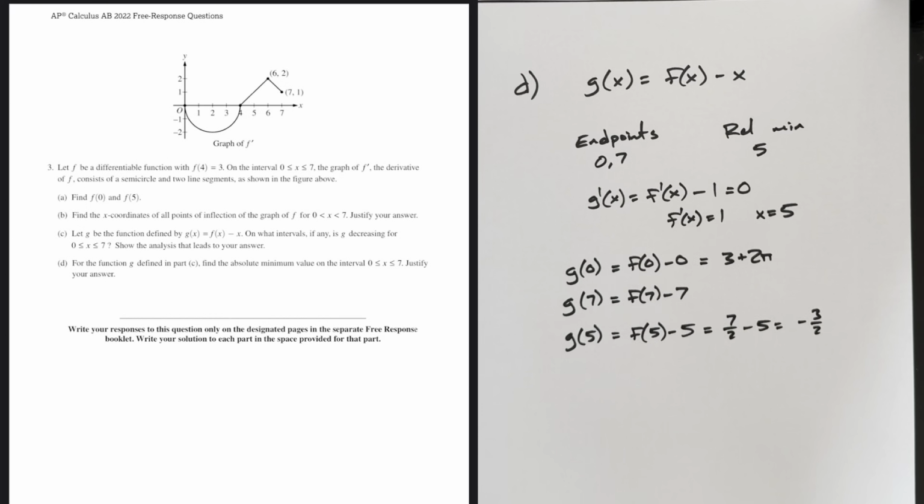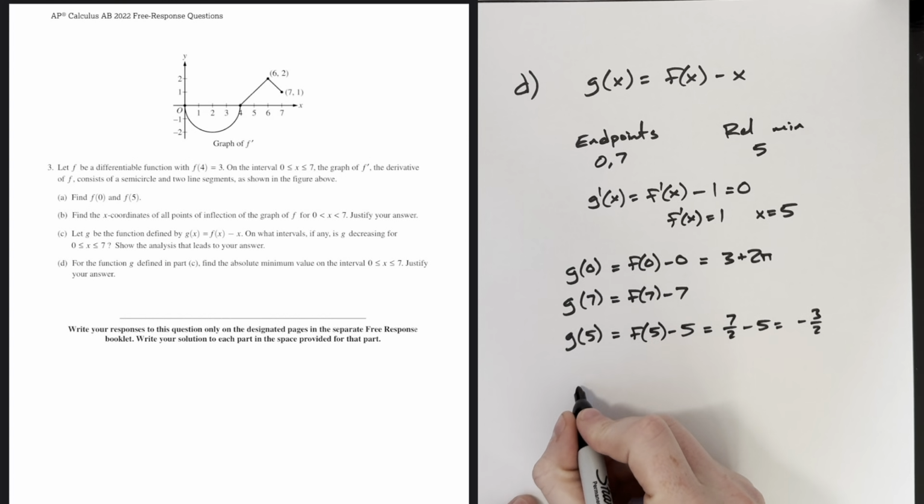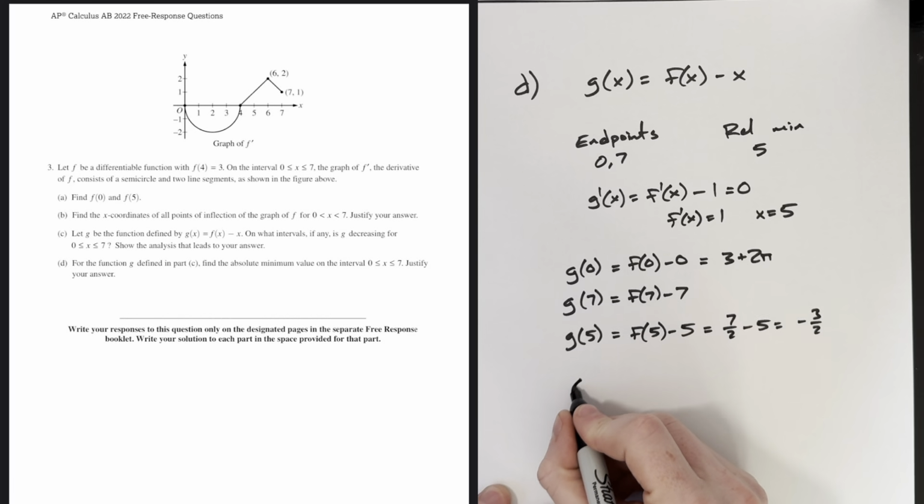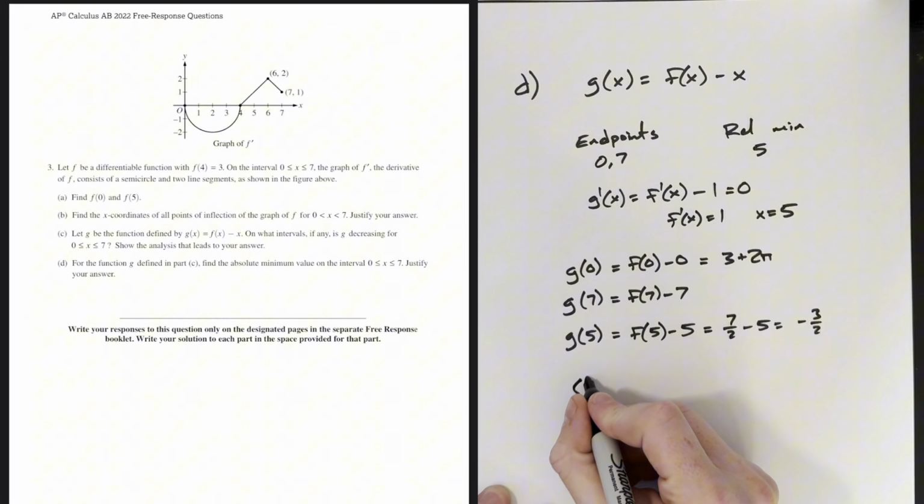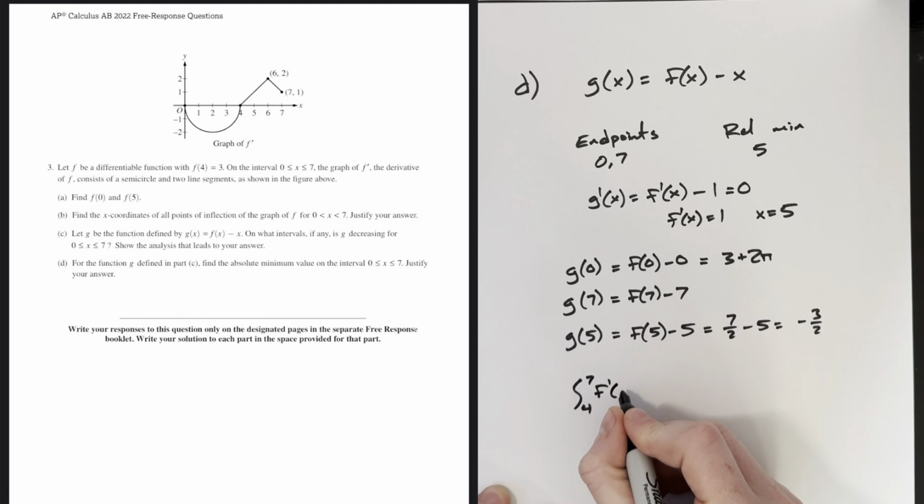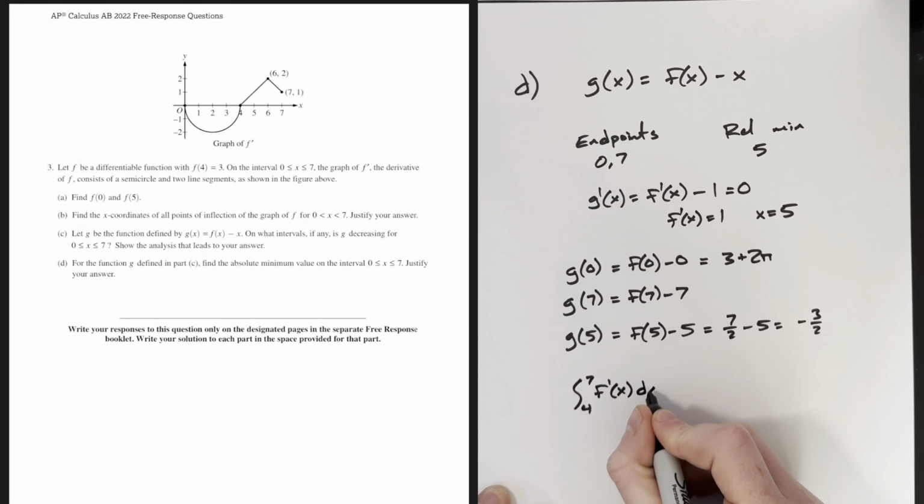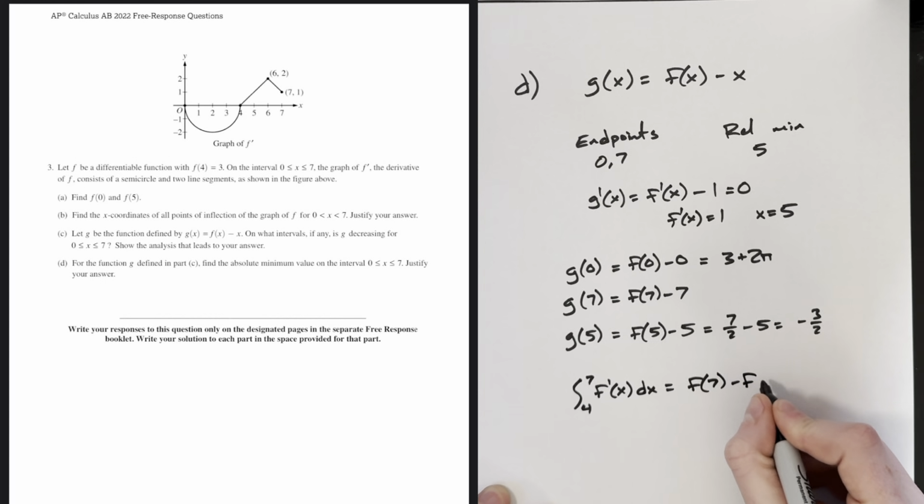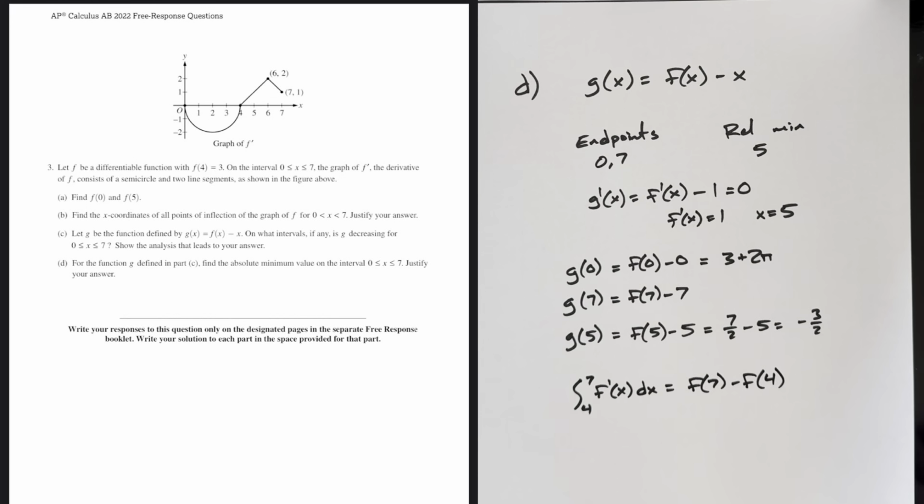So to solve for f of 7, I already have f of 5. I know it's equal to 7 halves. It's the closest value we have to 7. But it is a trapezoid. Let's go from 4 to 7. That shape will work out the best for us. It's the integral of f prime of x dx. We know that's equal to f of 7 minus f of 4.